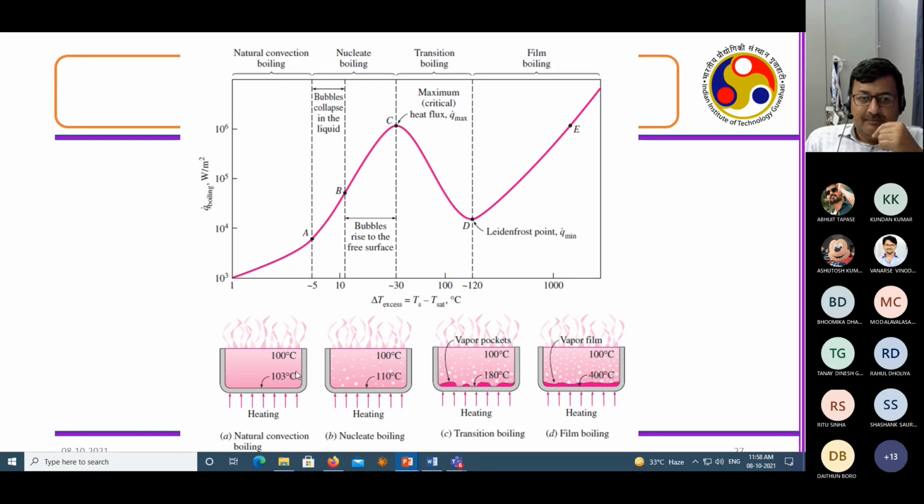So suppose the bottom is at 103 and Tsat is 100. My bowl is at 103, and I have set the atmospheric conditions such that this water has a boiling point of 100. In that situation, when there is a 3 degree delta T excess, you will find that there will be natural convection. Those Bénard cells you will start observing, which we have already modeled. But if you start heating a little beyond, what will happen? These bubbles will form and they will collapse in the liquid. This is called the onset of nucleate boiling.